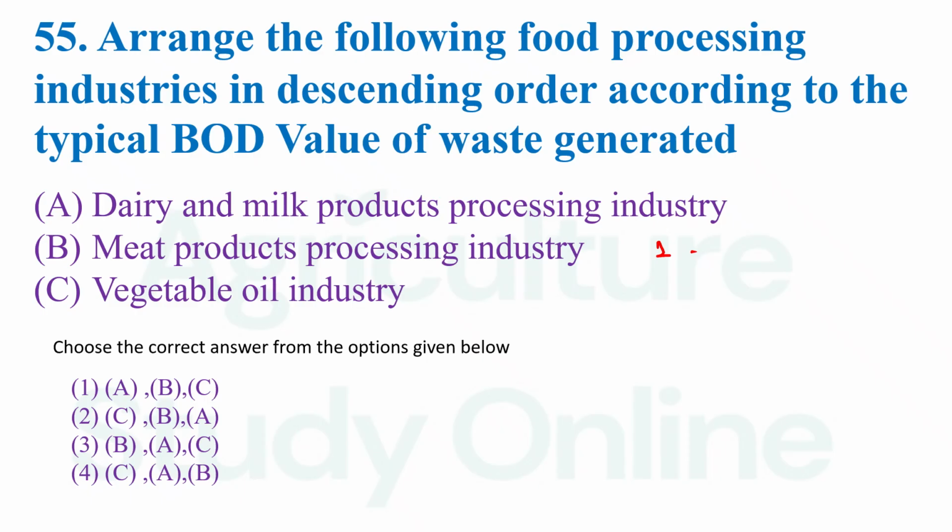Then is the dairy and milk product processing industry, because it contains lactose, fats, proteins, but they are high but can be less when compared with the meat waste. Last, or the lowest one, is the vegetable oil industry. So it has the lowest BOD compared to the others, that is meat and dairy industries. So correct option will be B, A, and then C.